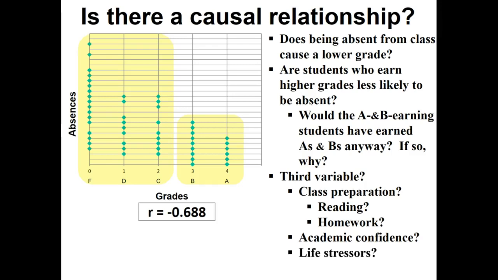Education relies heavily on correlation because true experiments are often just not possible. For example, we cannot systematically manipulate the life stress of students. Therefore, we cannot manipulate life stress as an independent variable. We can only measure it in a correlational study.